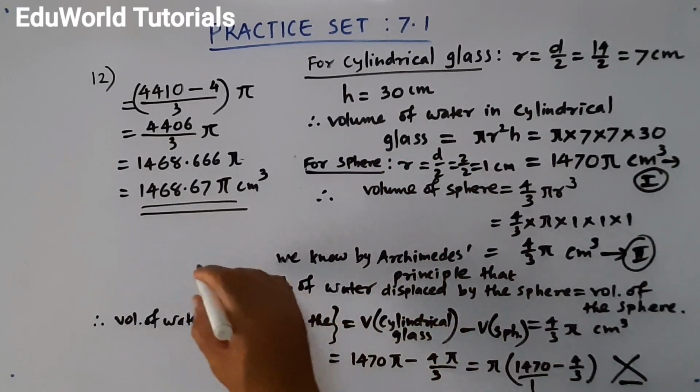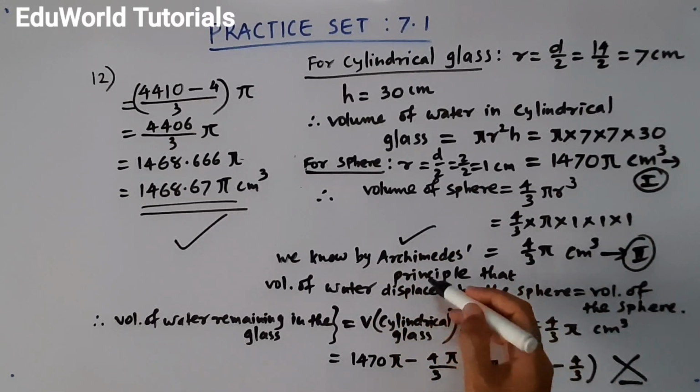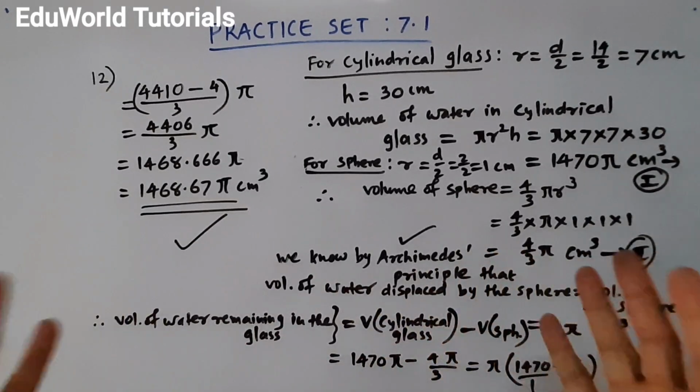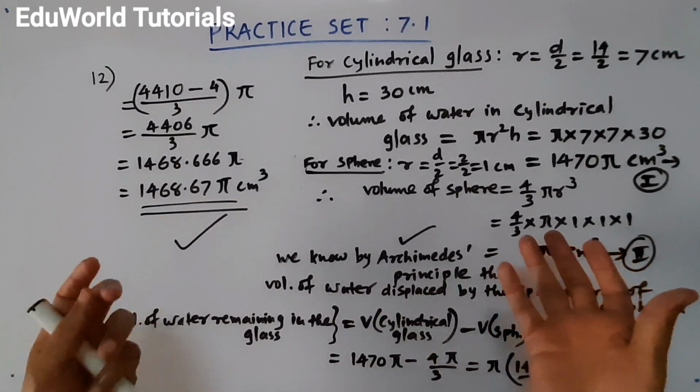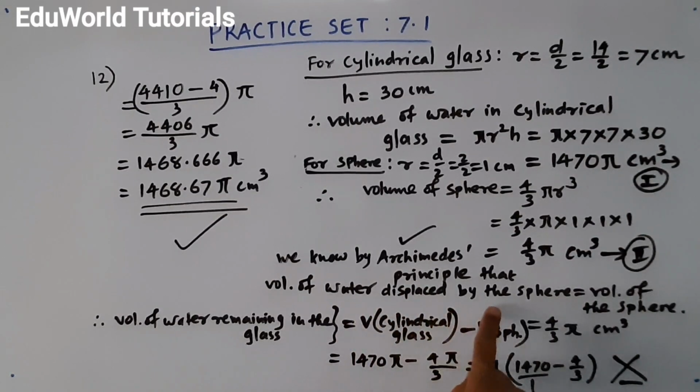Okay, so this is the way we have to do the sum. Here, a little bit of physics is there in this sum. When we immerse an idol of Lord Ganesha in water, water is displaced like that. So same thing you have to keep in mind. When we immerse the sphere, according to Archimedes principle, the volume of water displaced by the sphere will be equal to volume of the sphere.